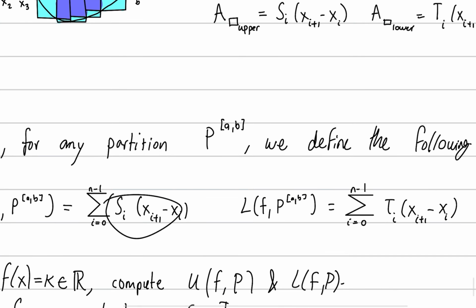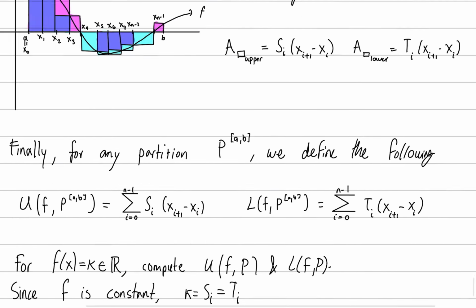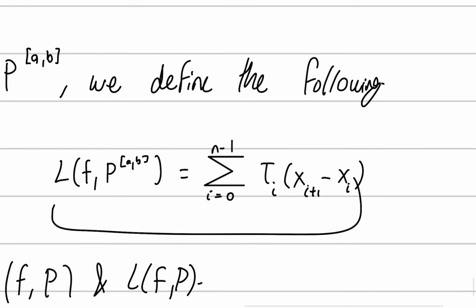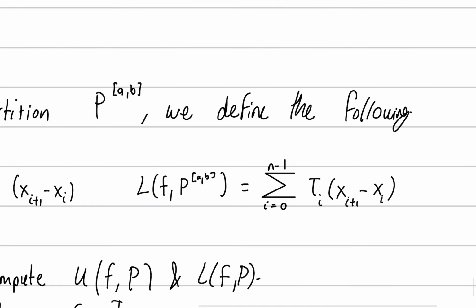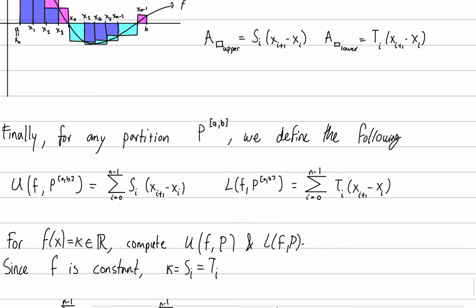Remember, we already showed this is that area. We're just adding up rectangles. Similarly, for the lower sum, we're adding up the rectangles. That's all we're doing, so don't get confused with this notation.